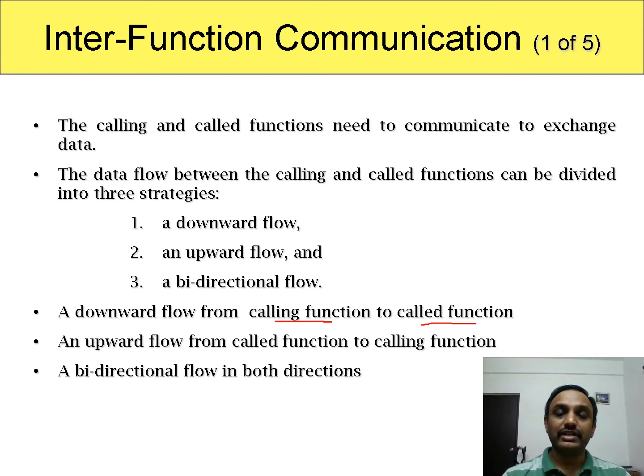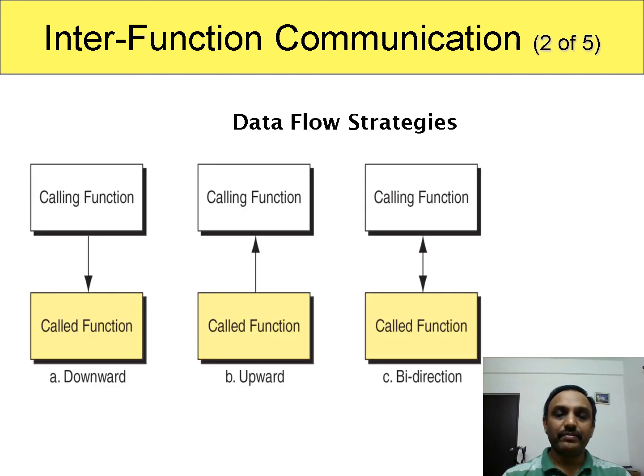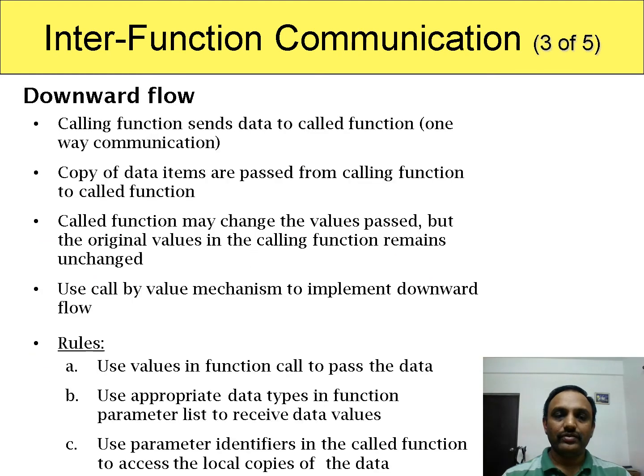Upward flow is the reverse flow. Called function to calling function is called upward flow. Bidirectional flow is communication in both directions. The same thing we are representing in diagrammatic fashion. So calling to called is downward, called to calling is upward. Communication in both directions is called a bidirectional flow. First, we will take the downward flow.